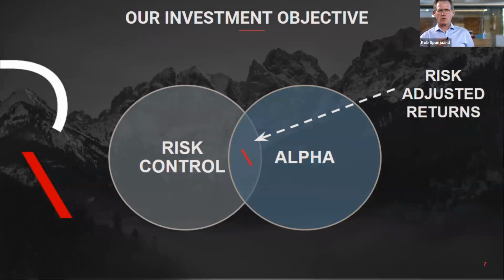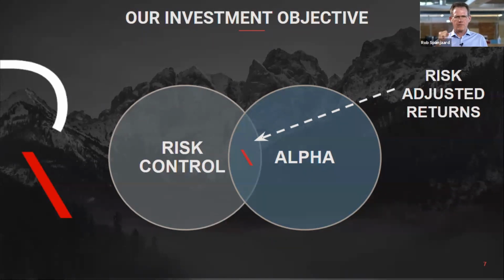Obviously what we're trying to do, and it's a slide we often bring up, is find these risk-adjusted returns. That's hugely important to us. It's not just about trying to get alpha, very high returns. Yes, we want those, but it's always got to be in the context of risk control. So risk-adjusted returns, the intersection of those two circles in the middle, that's what we're aiming for.